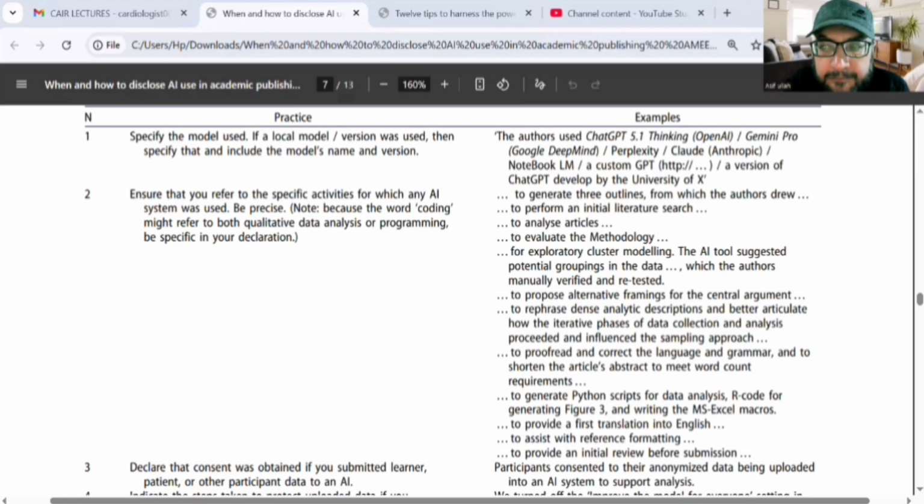The third practice addresses the data privacy issue. You must declare if participant consent was obtained for uploading data. Did the patient consent to the transcript being processed by a third-party server? Makes sense. And the fourth practice is related, indicating the specific steps taken to protect that data. Like, did you go to the settings and turn off the improve the model for everyone feature? Right, it proves you actively manage the privacy.